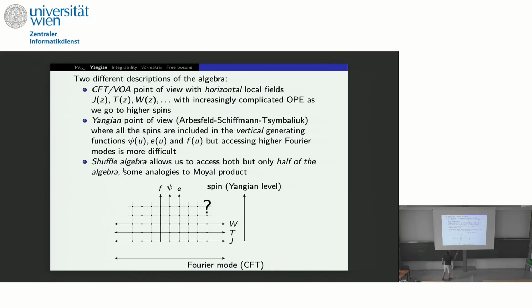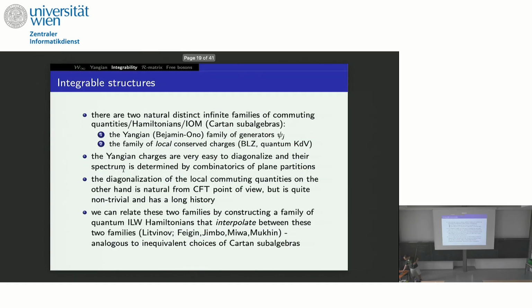All the creation operators can be described in terms of what people call shuffle algebra, and that has some analogy with the Moyal product. It's not really the same thing, but it has some resemblance. So maybe there are even some connections with non-commutative geometry. But so far, this is the thing that is most explored. Any questions? How much time do I have?